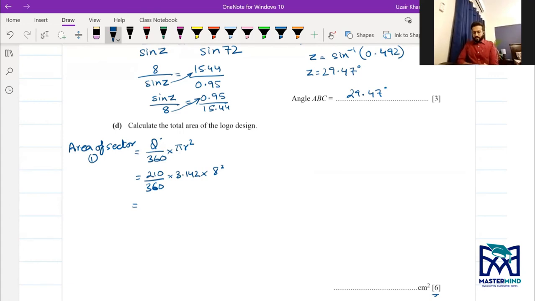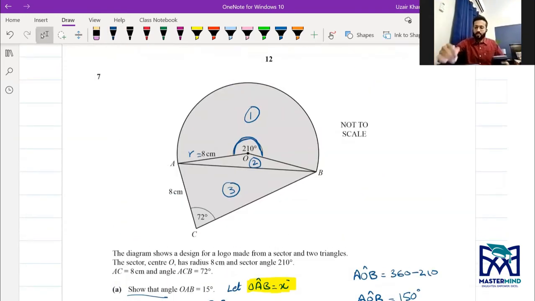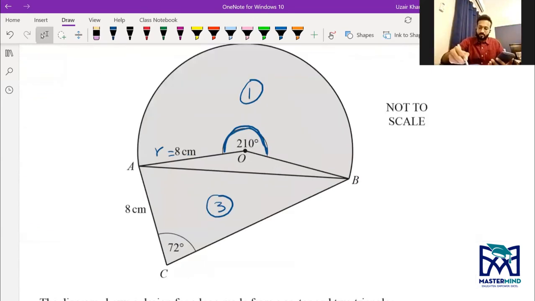So it's giving us 117.3 centimeters squared. So the area of the first shape is done. Let's go back to the shape for the area of the second one, which is a triangle, yes.